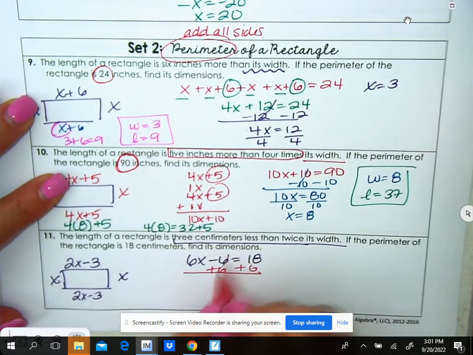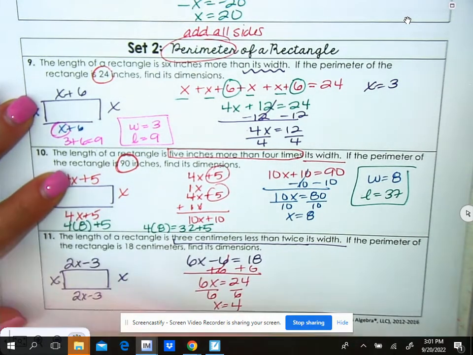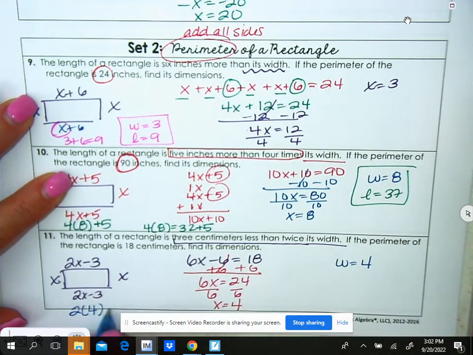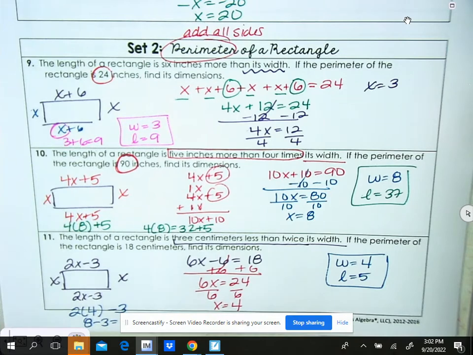Again, that's given to you in the problem. So x is 4. So our width is 4. And then we're going to do 2 times 4, which is 8. And 8 minus 3 is 5 for our length.